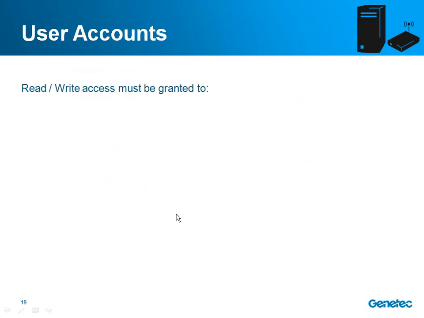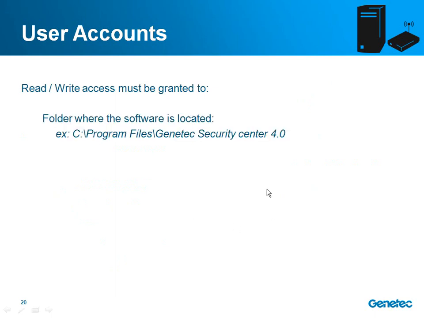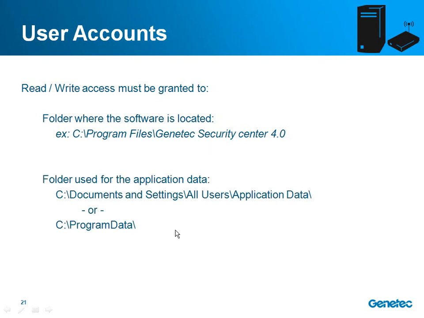Standard users of the client applications need to have read-write privileges for the following folders. The first is the folder from which the software is running, such as the Genetec Security Center 4.0 folder, which can be found on the C drive in the Program Files folder. The second folder is the Application Data folder that can be found on the C drive under Documents and Settings and All Users. Depending on the version of Windows installed, this may be the Program Data folder right off the root of the C drive as well.